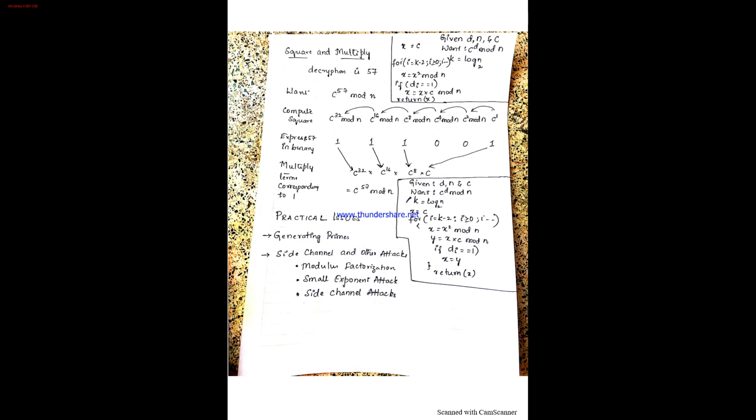Okay, so next, once we understand the concept of square and multiply, there are definitely a lot of practical issues that we have to look into when it comes to RSA. So the first practical issue is generating primes. Okay, so how to generate a prime?